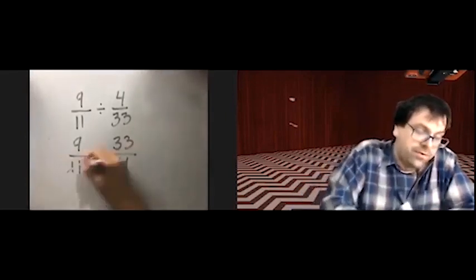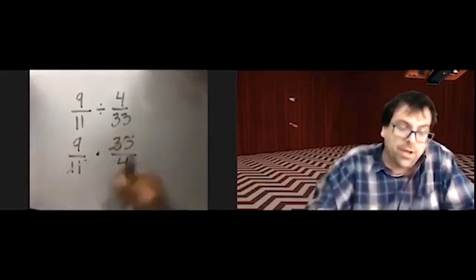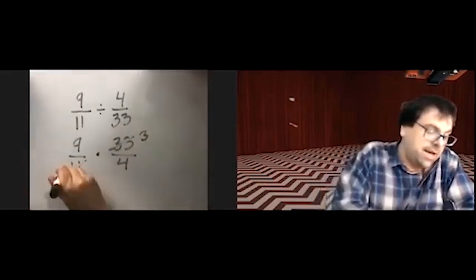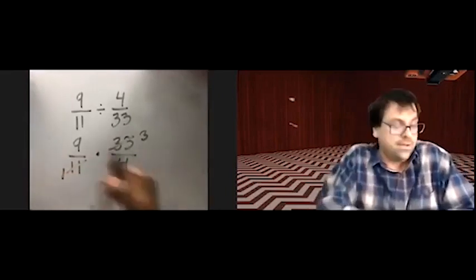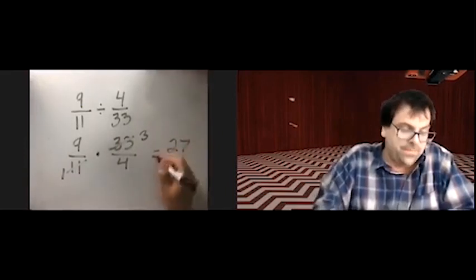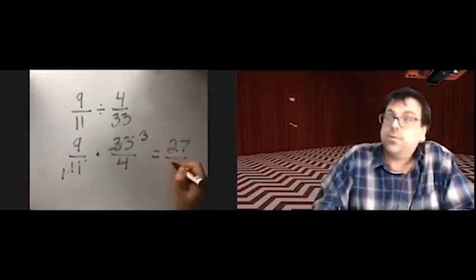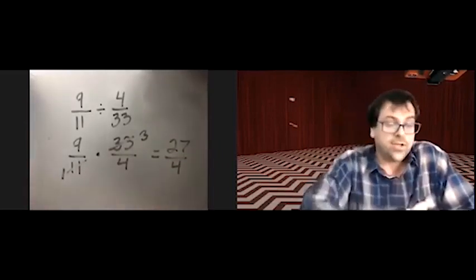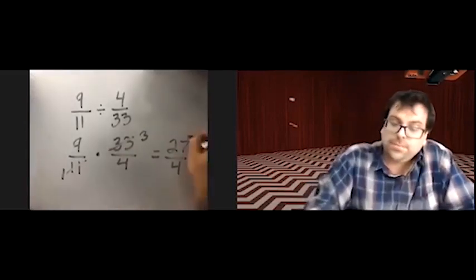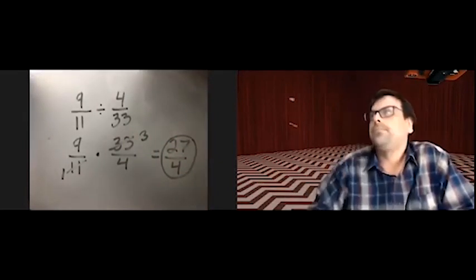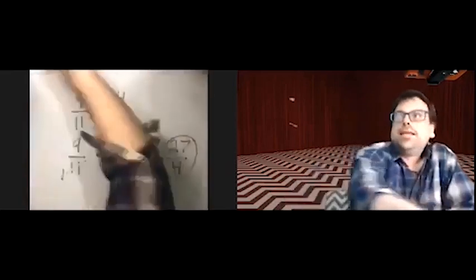33 and 11 are both divisible by 11. 33 divided by 11 is 3. 11 divided by 11 is 1. 9 times 3 is 27. 1 times 4 is 4. No need to change it to a mixed number. This would be 27 over 4. Let's do another.